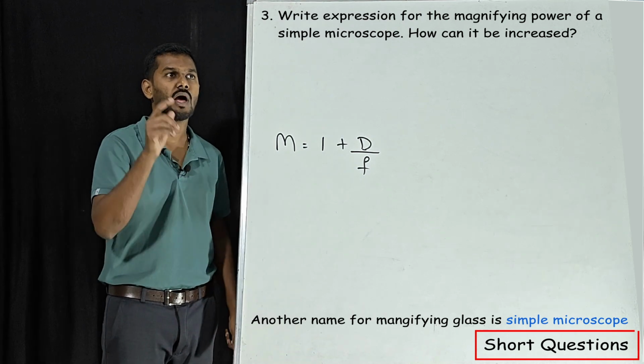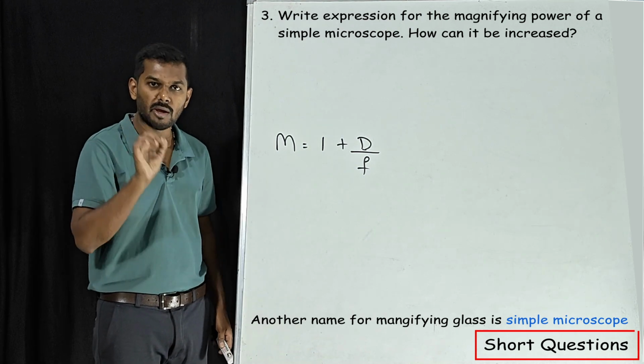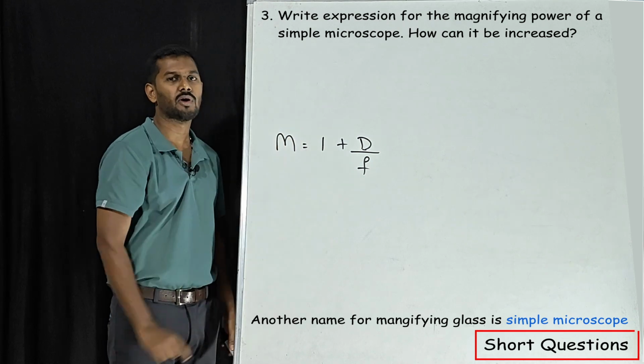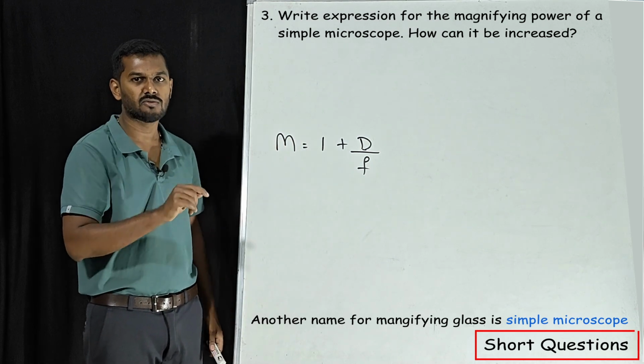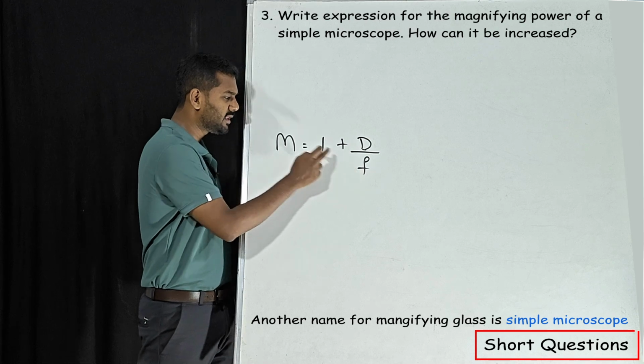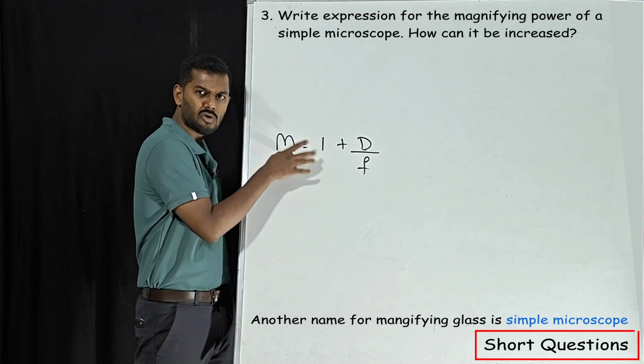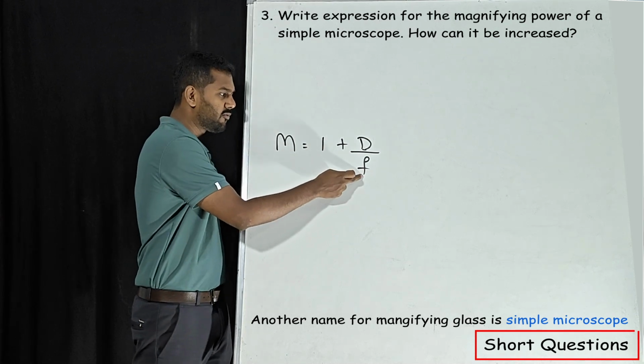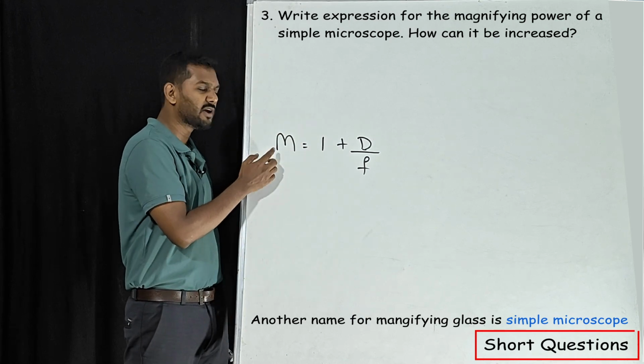And there is one more question, how can it be increased? By using a shorter focal length. See, the focal length is inversely proportional to magnifying power, so if the focal length is minimum, the magnifying power can be increased.